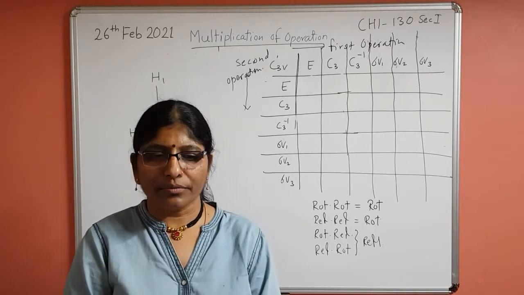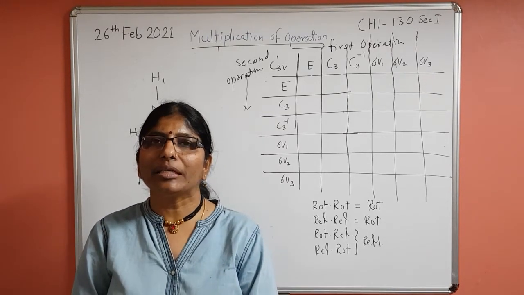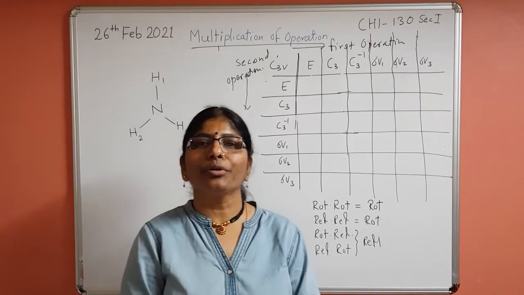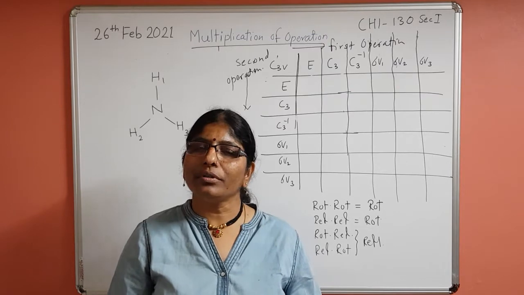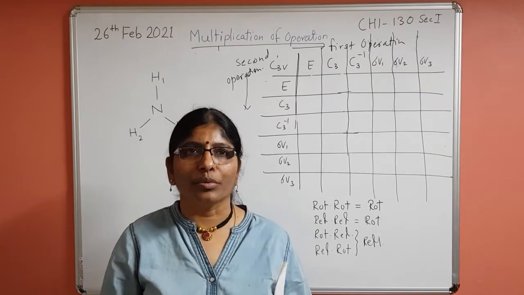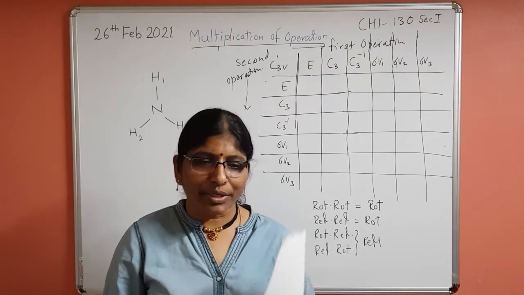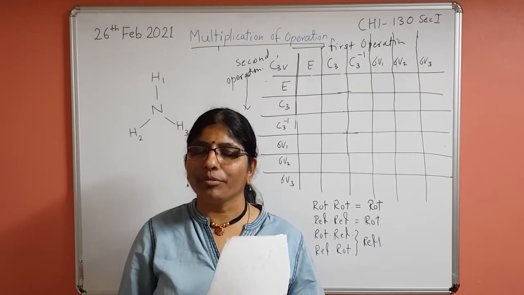In the last video, we saw the multiplication operations for the C2H point group, and I told you to do a little assignment for the water molecule, or C2V point group. Now we are going to perform the same group multiplication table for the C3V point group.